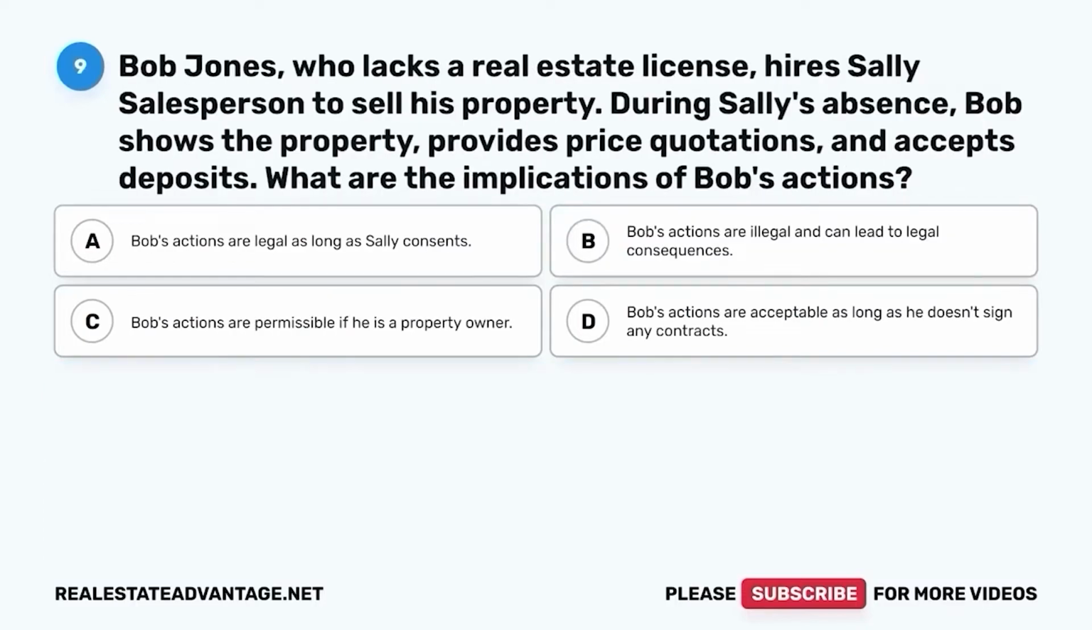Question 9. Bob Jones, who lacks a real estate license, hires Sally's salesperson to sell his property. During Sally's absence, Bob shows the property, provides price quotations, and accepts deposits. What are the implications of Bob's actions? A. Bob's actions are legal as long as Sally consents. B. Bob's actions are illegal and can lead to legal consequences. C. Bob's actions are permissible if he is a property owner. D.